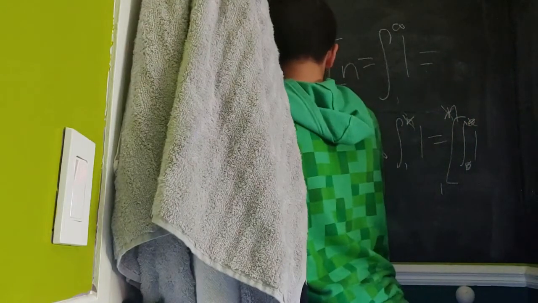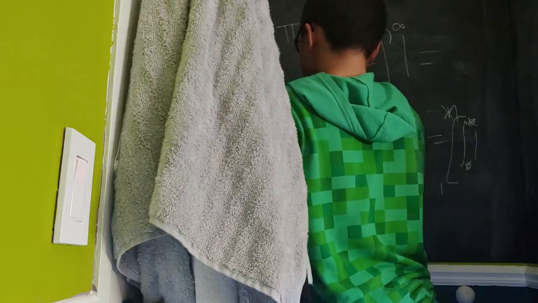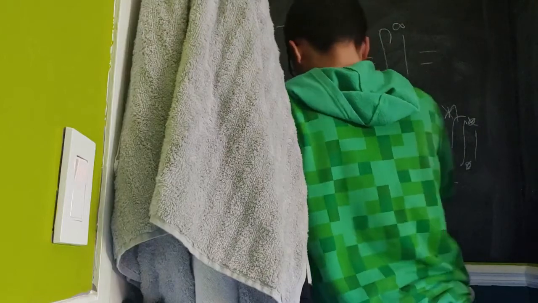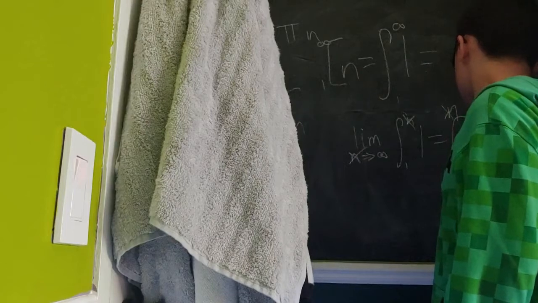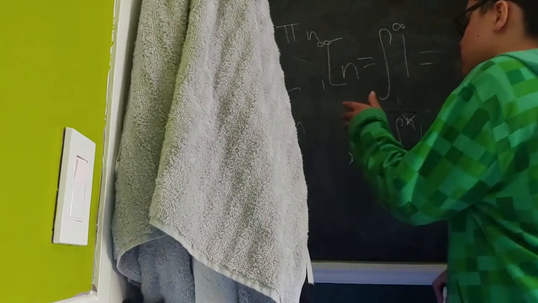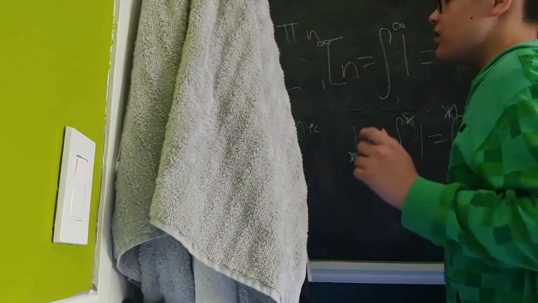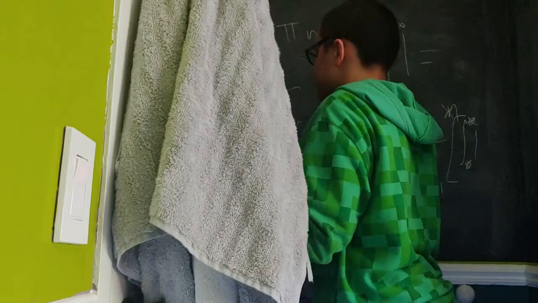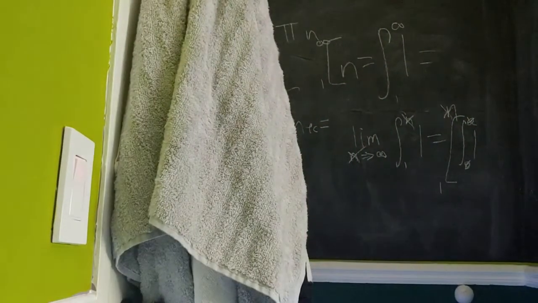So n from 1 to x means n has values between that range from 1 all the way to x. So that'll be from 1 to x, right? But the thing is, n always equals n, so this is gonna be... But this is a definite integral, so I'm gonna look it up. I'm too lazy to actually calculate it.